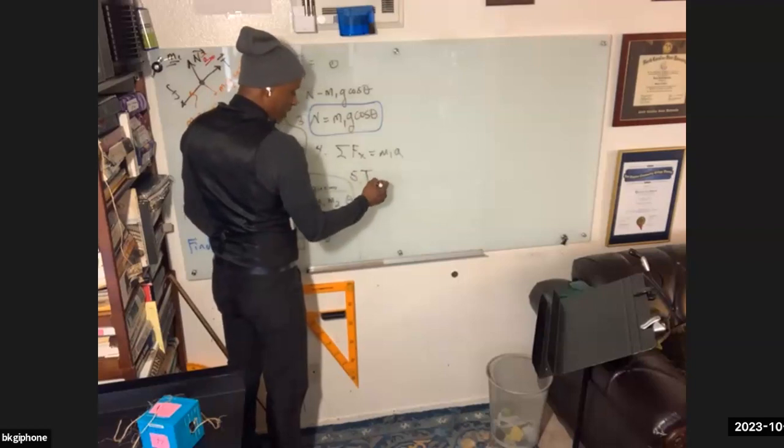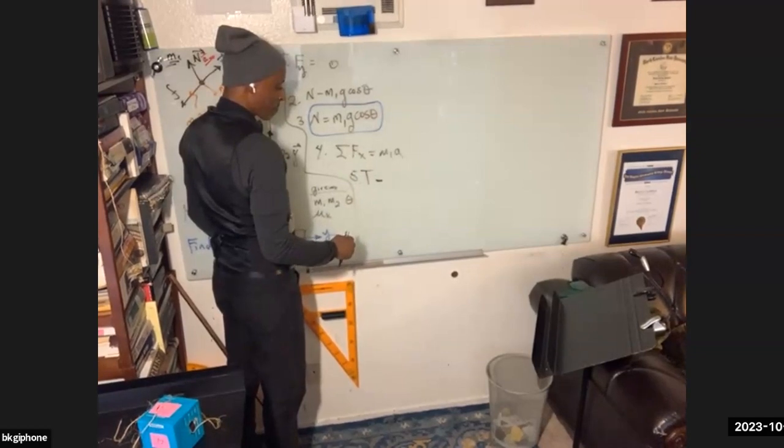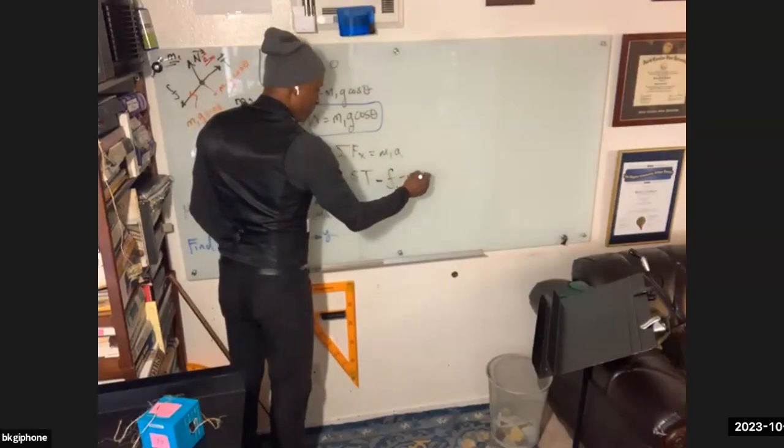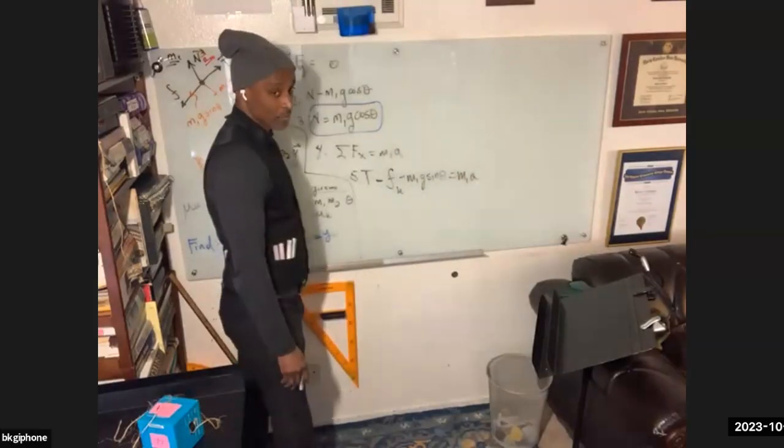So tell me, just to make it complete, so you bake it in. T minus what? F, so friction. And then after that, would there be another minus sign? Yeah, and then M1G sine theta equals M1A. Awesome. Well done.